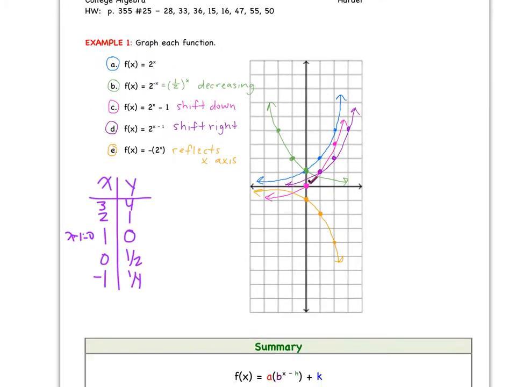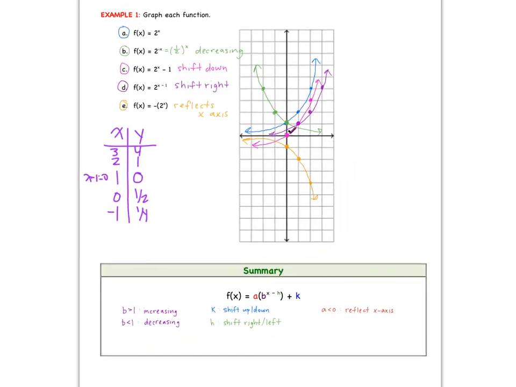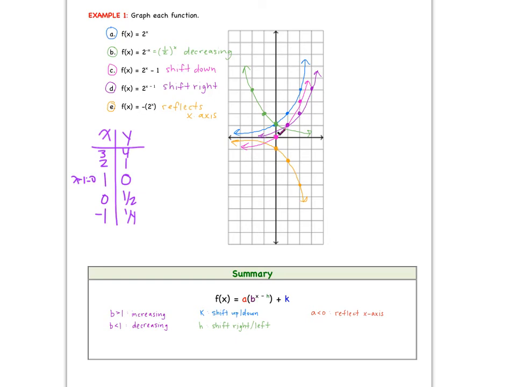So generally speaking, we can summarize this, okay? If our base is positive, we're going to be increasing. If our base is greater than 1, we're increasing. If our base is less than 1, we're decreasing. Remember, our base will always be positive. Okay? This k value, like in part B, tells our graph to shift up or down. If k is positive, we shift up. If k is negative, we'll go down.